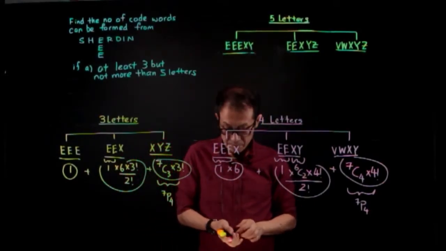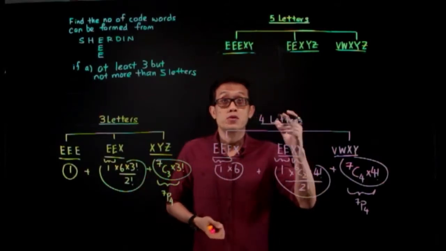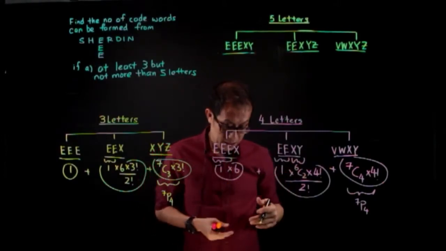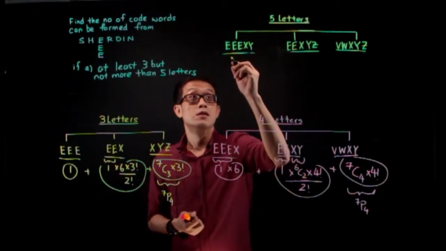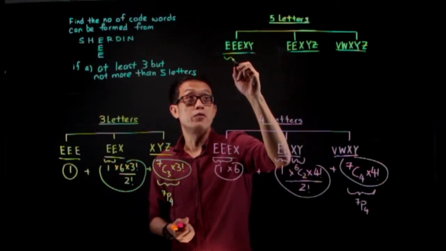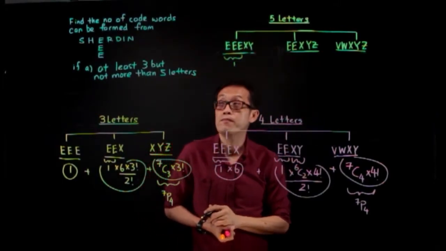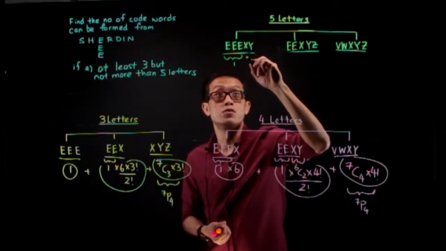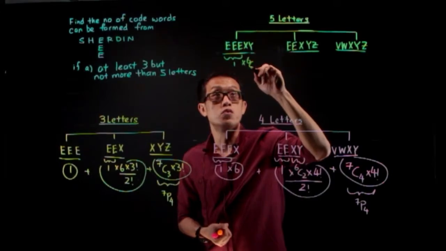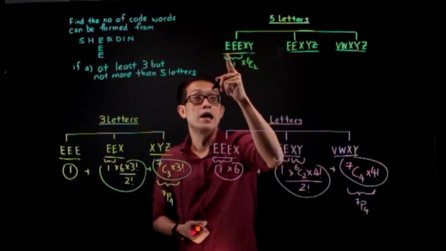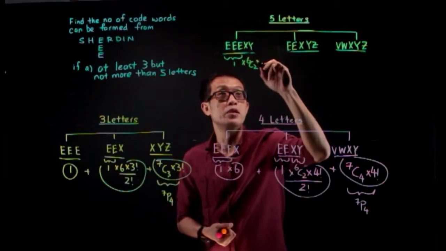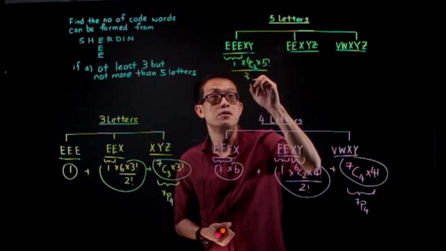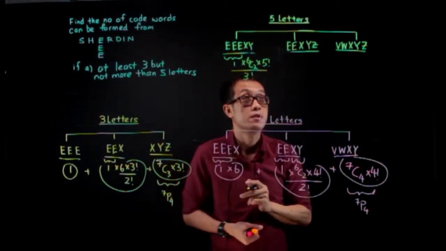How about 5 letters? Now, you can use 3 E's followed by 2 different alphabets. So for 3 E's you only have one way. There are 6 different alphabets here, so you are supposed to choose 2. So 6C2. Altogether there are 5 letters, so we can permute them. So you multiply by 5 factorial, and 3 of them are the same, so divide by 3 factorial.